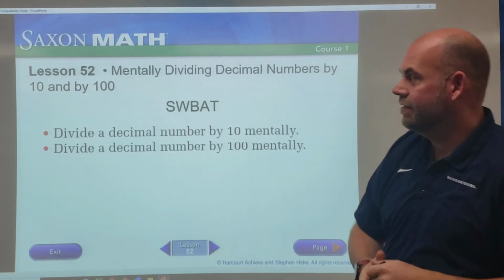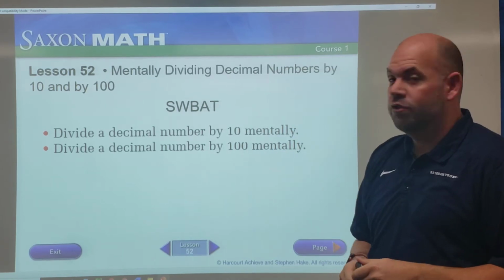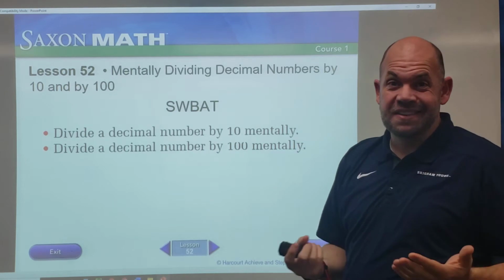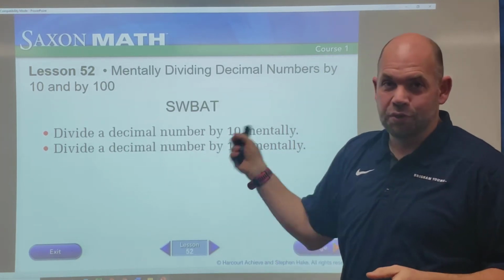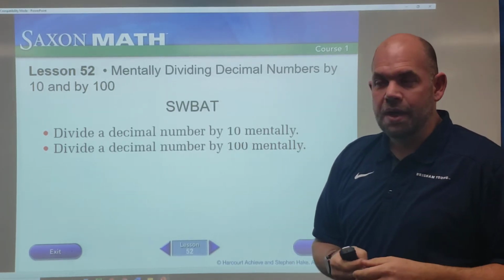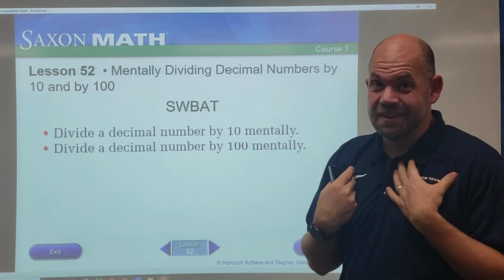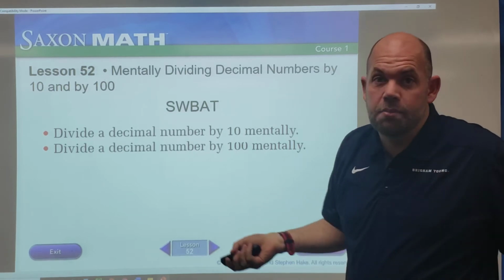Today we're going to do Saxon Math lesson number 52. This is about mentally dividing decimal numbers by 10 and 100. And when we say we're mentally dividing, that means this is a pretty easy concept because we very rarely do mental math, right? We usually write it out. So this is just a pretty easy concept today, although it does trip people up from time to time. Actually, I even struggle with this from time to time, just remembering, because it's just one little rule, but you have to remember it, okay?